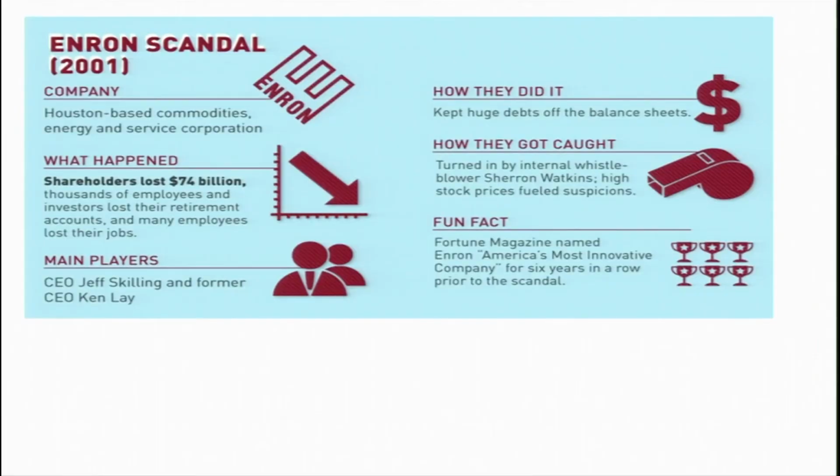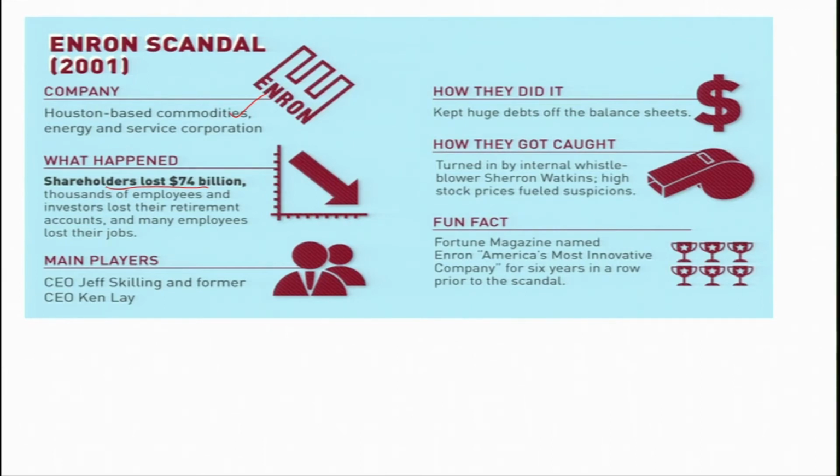So just to give an overview of what the Enron scandal is, you may be aware of it. Enron first of all is a Houston based commodities, energy and services corporation. Mostly they work in the energy sector. And what happened is that shareholders lost nearly $74 billion, thousands of employees and investors lost their retirement accounts, and many employees lost their jobs.